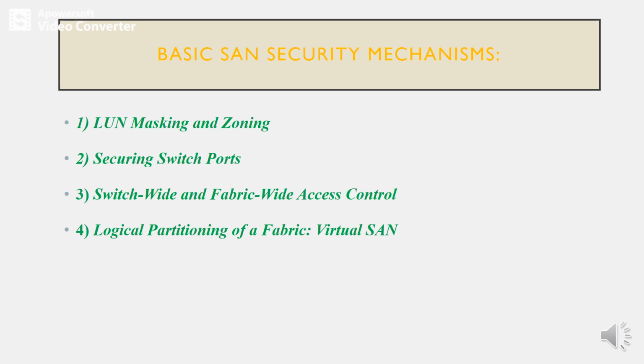The basic SAN security mechanisms are, the first one is LUN masking and zoning. The second one is securing switch ports.